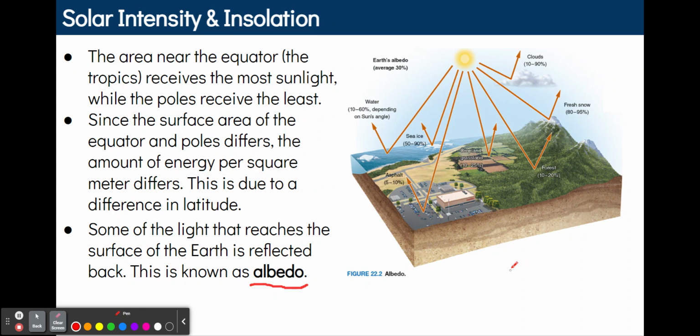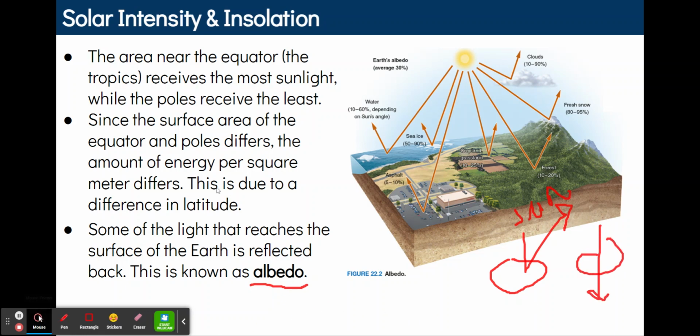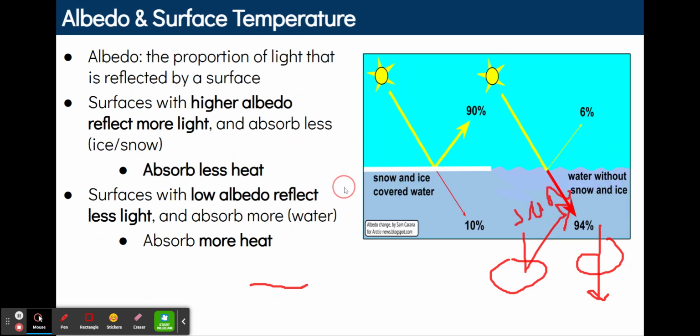Lighter color objects such as white reflect sunlight, whereas darker color objects absorb it. Okay? This is kind of like background knowledge stuff. So lighter color objects are going to reflect more of the sun, whereas darker colors are going to absorb most of the sun. And the amount of sun that is reflected is called albedo.